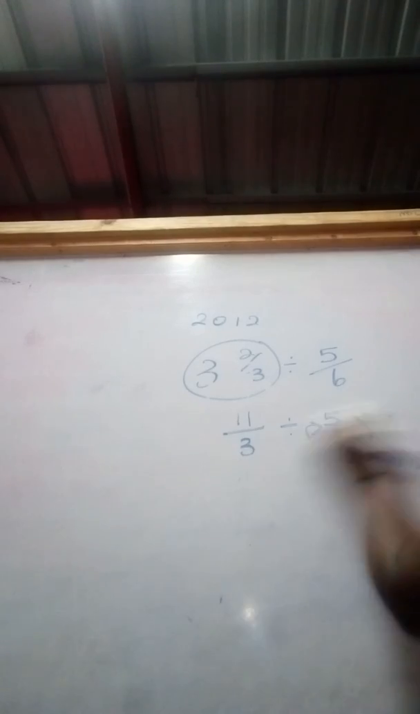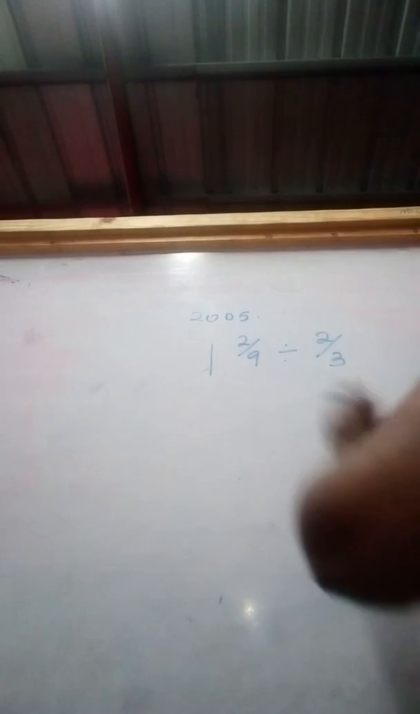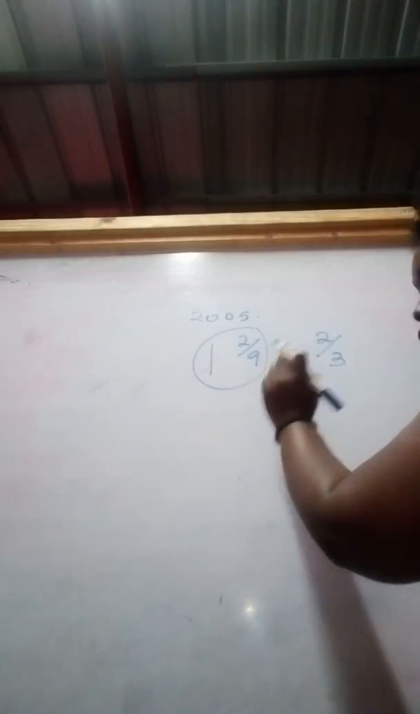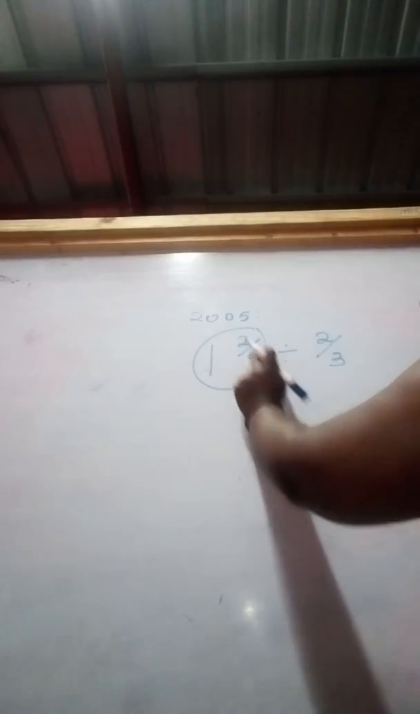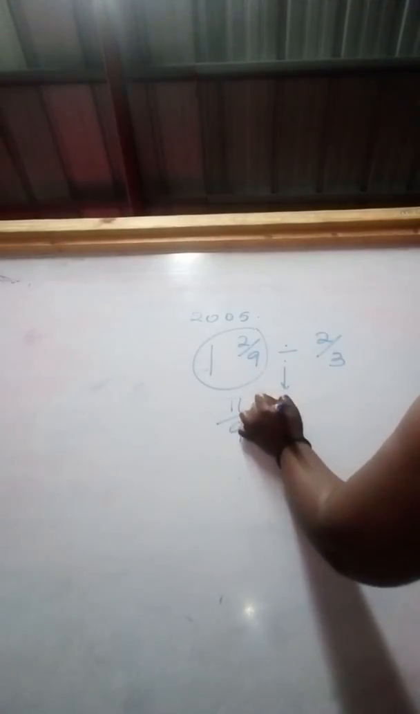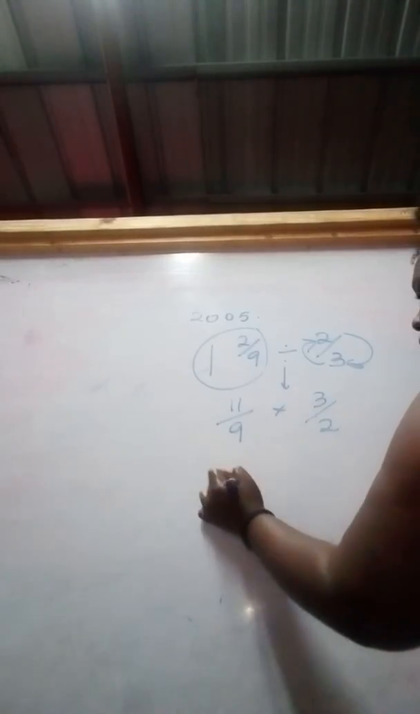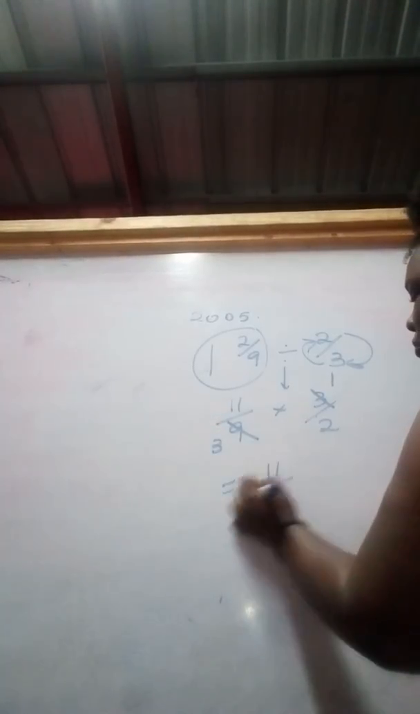Let's look at the next question. Past paper question. In 2005, we had 1 and 2/9 divided by 2/3. Once again, we have a mixed number divided by a proper fraction. Remember, we need to change this to an improper fraction. So 1 multiplied by 9 is 9. 9 and 2 is 11. The division sign is going to change to multiplication, and we're going to flip the second fraction. We look to cancel. 3 into 3, 1. 3 into 9 is 3. We have 11 over 6.